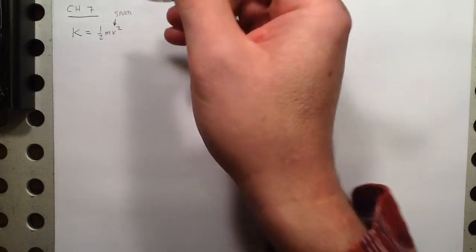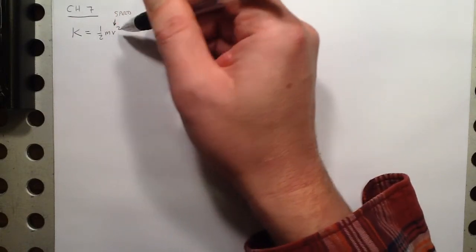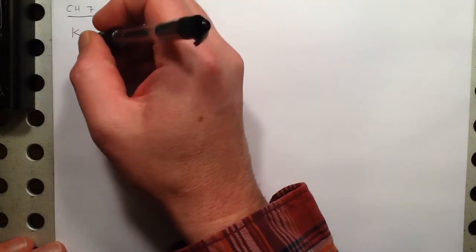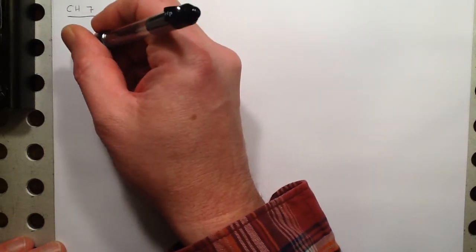that kinetic energy has no direction. It's just a quantity. It's always positive. You can't have negative kinetic energy. And it's not a vector, right? It's just a quantity. It's directionless. Energy is energy.